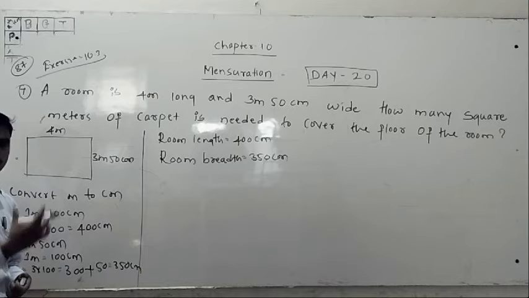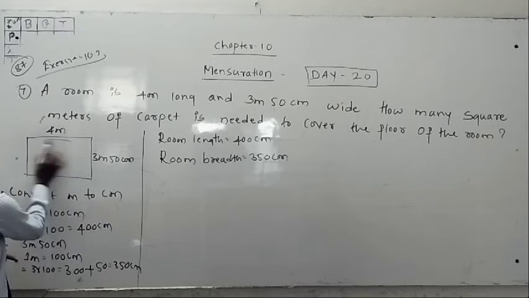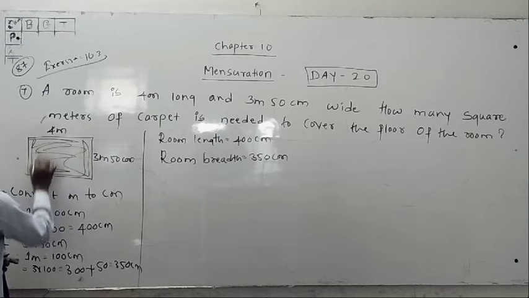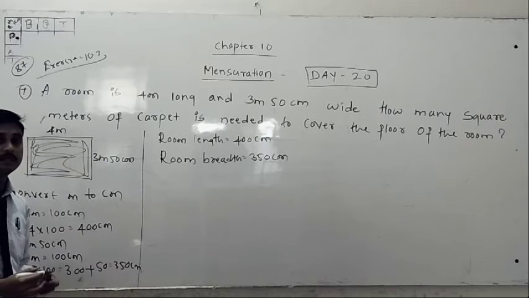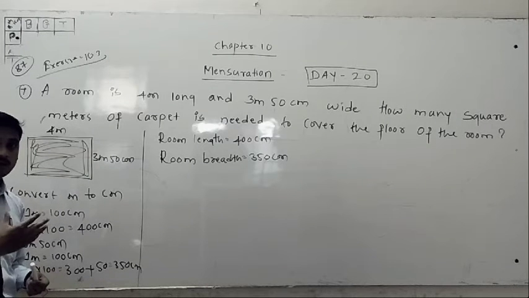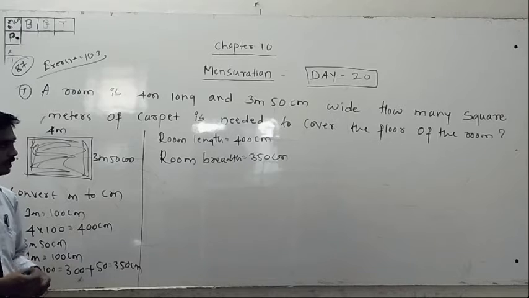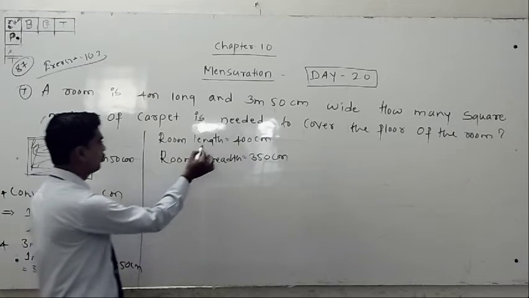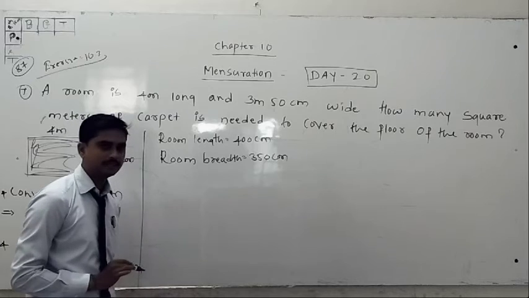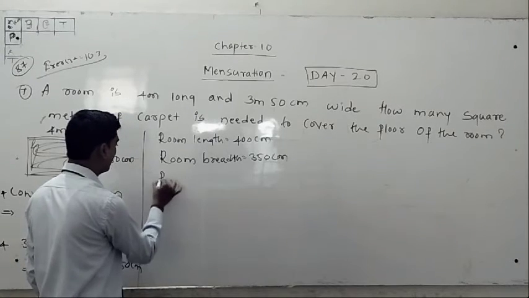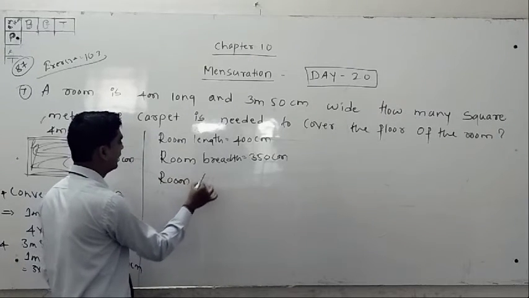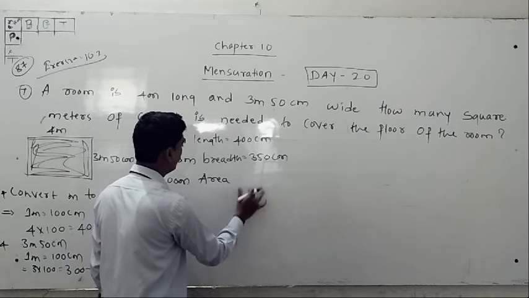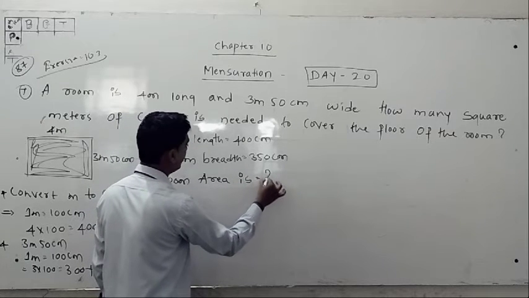That's why here we should cover that with carpet. But how much carpet we want, we don't know that. That's why you have to find that. First of all, room length and room breadth are given there. But room area is question mark.